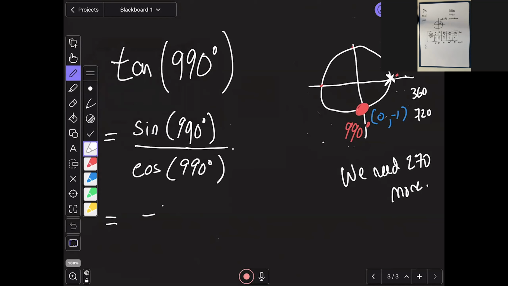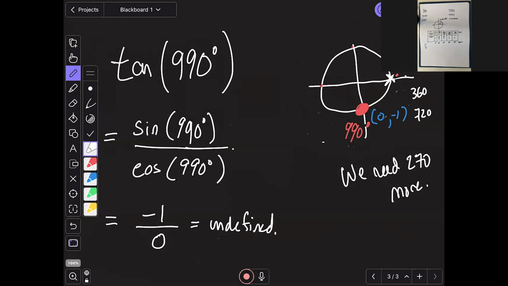So this is negative 1 divided by 0. If you get something like this, tangent of 990, negative 1 divided by 0, can we ever divide anything by 0? No, right? So this is undefined. Sometimes you might run into some of these new functions, tangent, cotangent, secant, and cosecant, that are undefined. Sometimes they don't exist. So you're not always going to get a value for all these things.